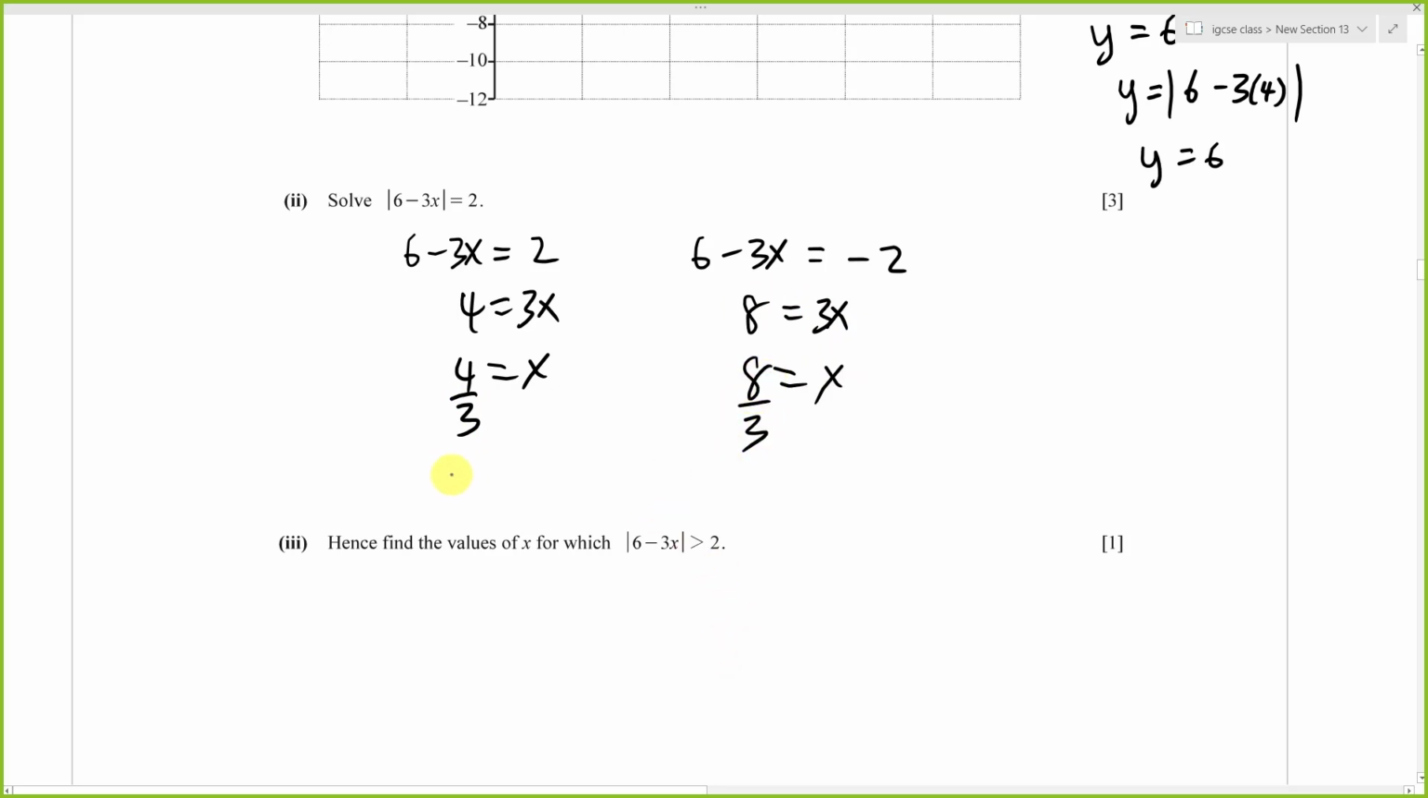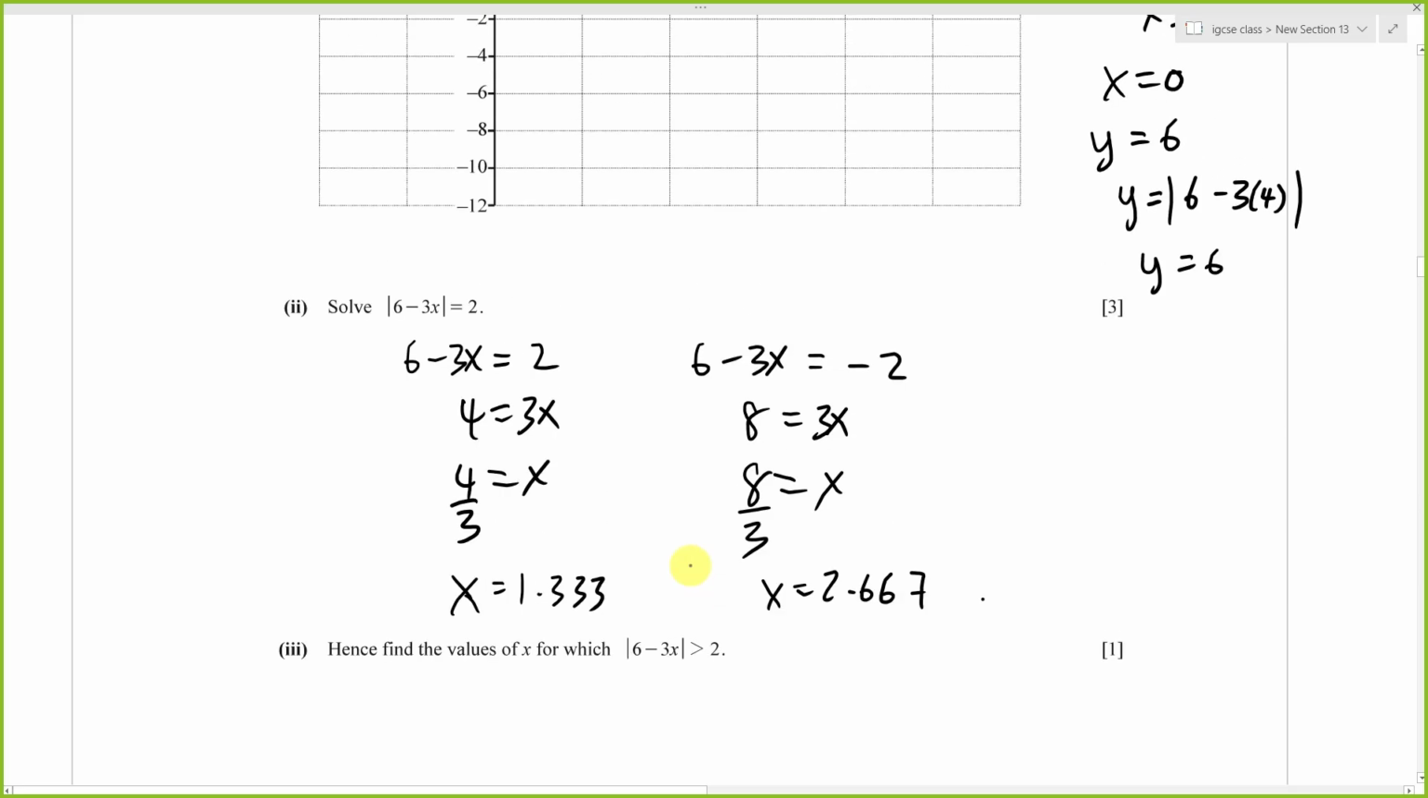If you have no idea about this one, you can change to decimal to give yourself some idea, like this is something like 1.3333, and then 8 over 3 is about 2.667. Because you kind of need to use this to solve the last part here, and then find the value for this inequality. So inequality with modulus is not that simple.